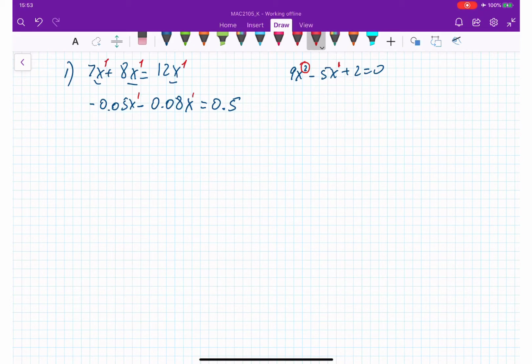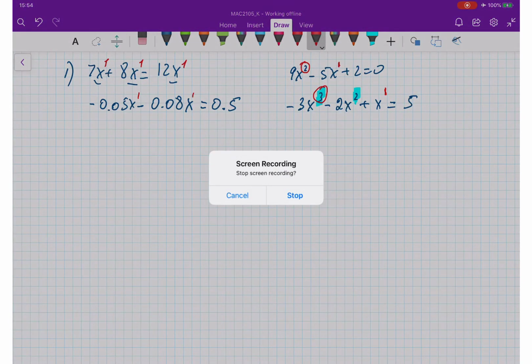Or, let me write down another example. If I have negative 3x cubed minus 2x squared plus x equal 5. So let's see what we have here. Here we have 3, here we have 2, and here we have 1. So the highest degree, because we have the same variable, is 3, therefore this equation is not linear because it's 3, it's not 1, the highest degree. All right? Next.